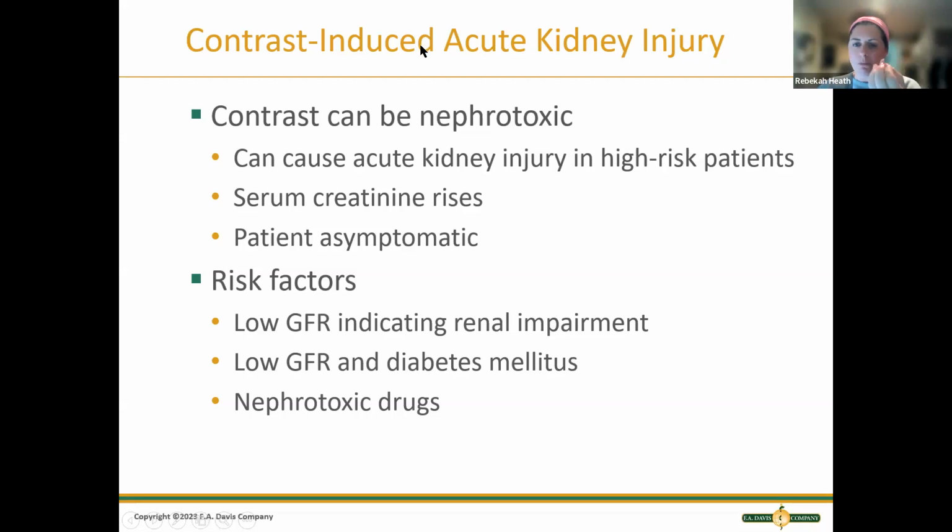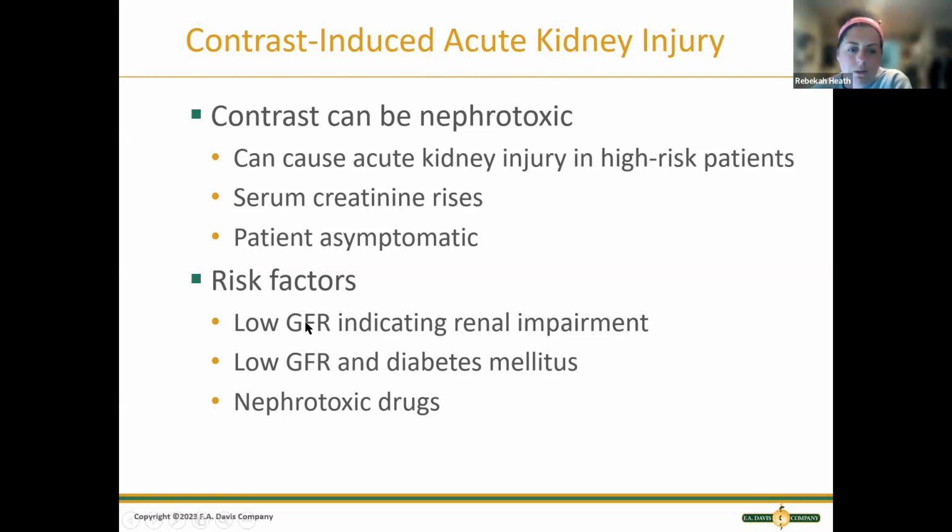And remember, when we talk about word building, acute is like sudden, right now, whereas chronic would be the other part, and chronic would be long-term. It's usually slower and progressive. With this acute kidney injury, you're going to see a pretty sudden rise in their serum or blood creatinine levels. The patients are usually pretty asymptomatic. They're not showing any symptoms.